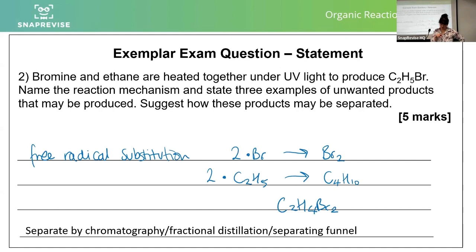So butane is still a gas. So again, we'd have to cool it, but we could cool it down and then use a separating funnel. That would be fine. Okay, how are we doing for time? Fine, let's keep going. So that's 5 marks: 1 for the mechanism, 1 each for an unwanted side product, and 1 for your separation technique.